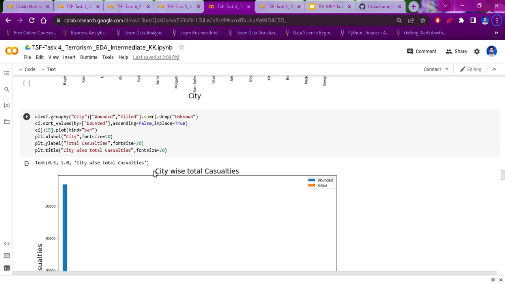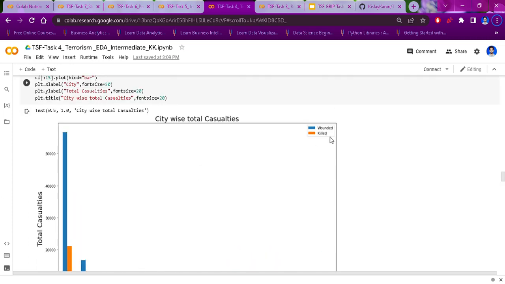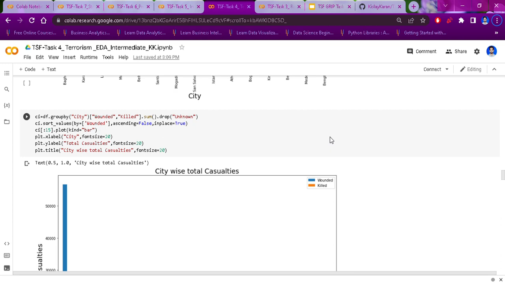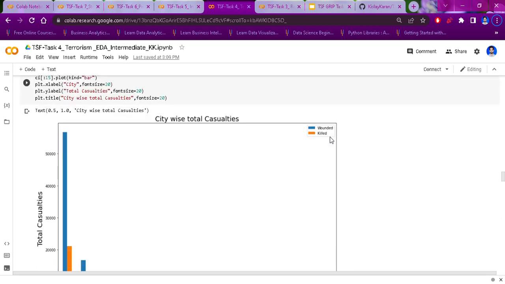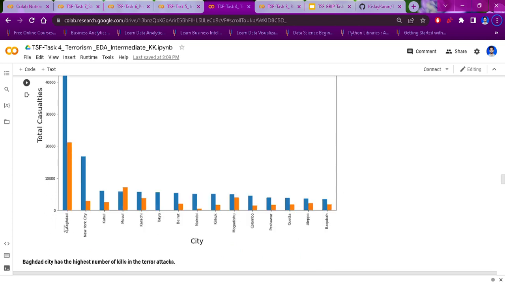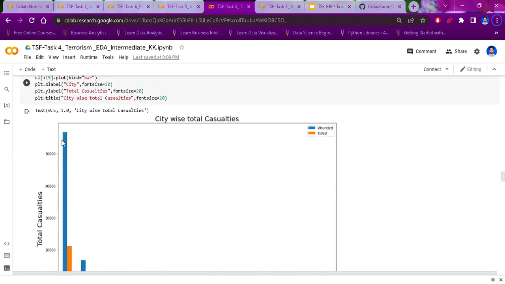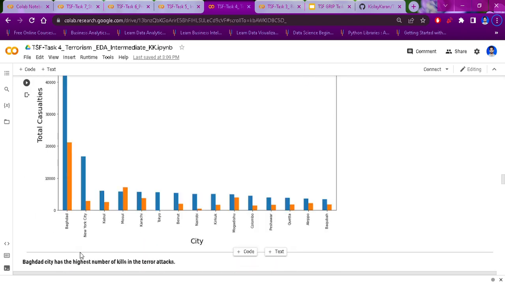And city-wise total casualties again we'll be observing. Baghdad has the highest number of wounded and killed casualties, followed by New York City, which I suppose also includes the 9/11 incident which took place in 2001. Then the Kabul region, Mosul, and then Karachi in Pakistan.